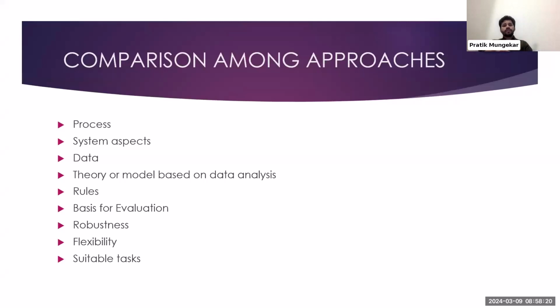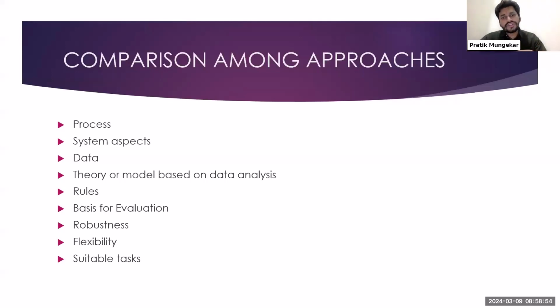From the previous information which I shared, we have seen that similarities and differences exist between approaches in terms of their assumptions, philosophical foundations, and source of evidence. In addition, the similarities and differences can also be reflected in the processes each approach follows, as well as in system aspects, robustness, flexibility, and suitable tasks. The first is process.